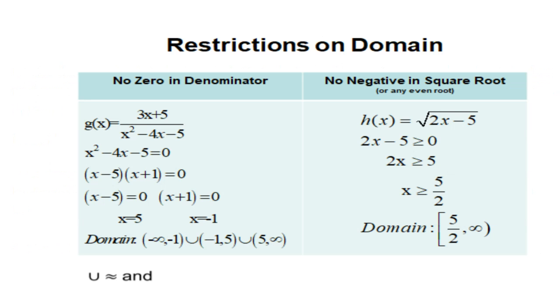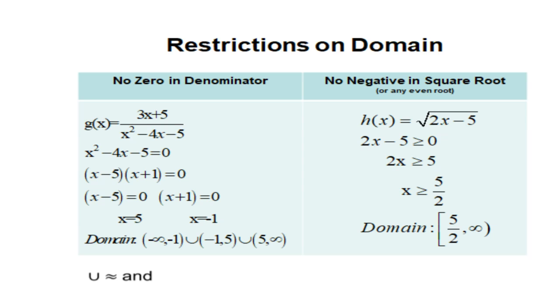Restrictions on the domain. No zero in the denominator, no negative under a square root. G of x equals 3x plus 5 over x squared minus 4x minus 5. To find the domain of this function g of x, we need to find the values of x that make the denominator 0. For this reason, we set the denominator x squared minus 4x minus 5 equals 0. This is a quadratic equation. Solve it by the factoring method. Factoring it, we obtain x minus 5 times x plus 1 equals 0.